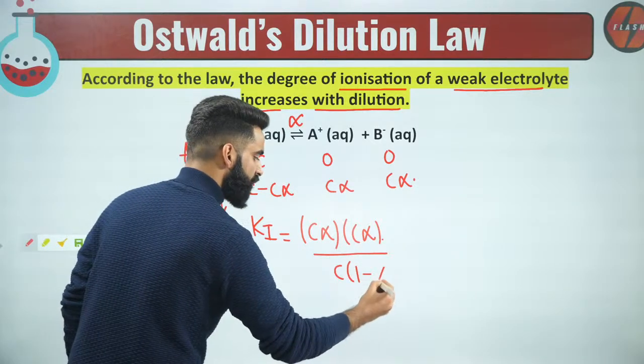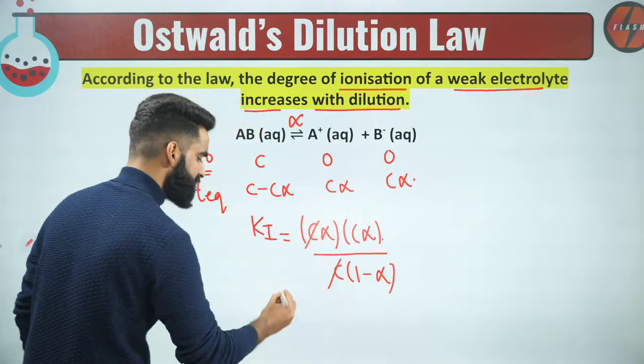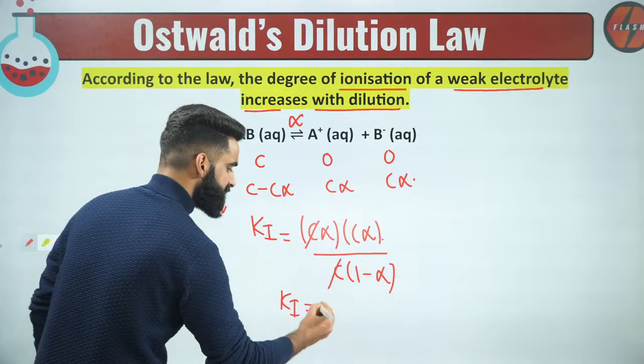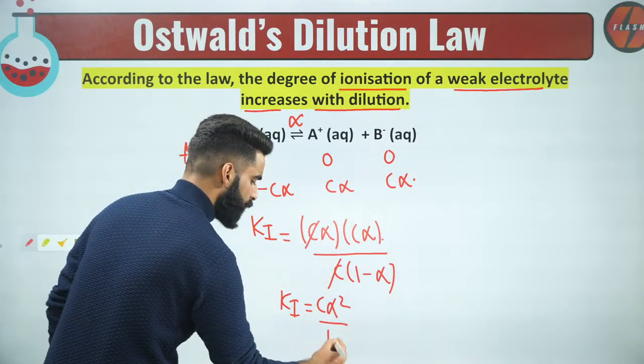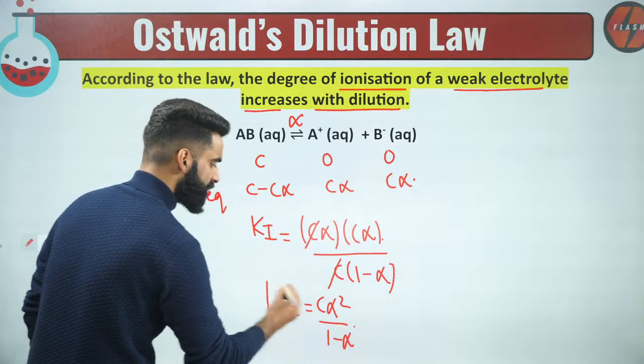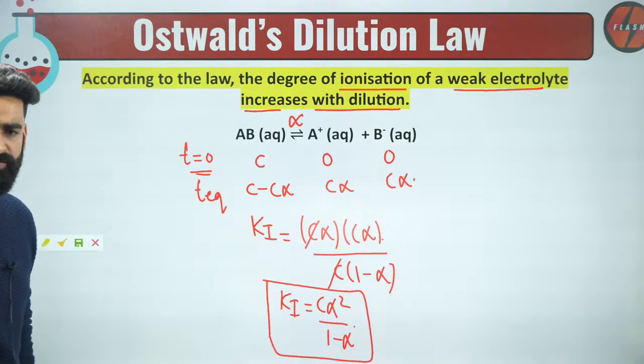I'll take C as common. It's going to be 1 minus alpha. C and C got cancelled. So Ki value, I got as C alpha square divided by 1 minus alpha. This is something which I got right here. I got the value of Ki.